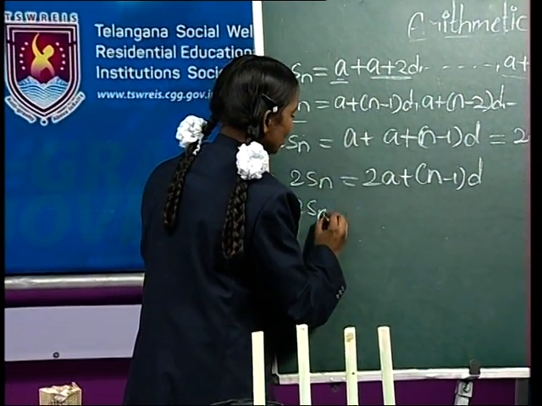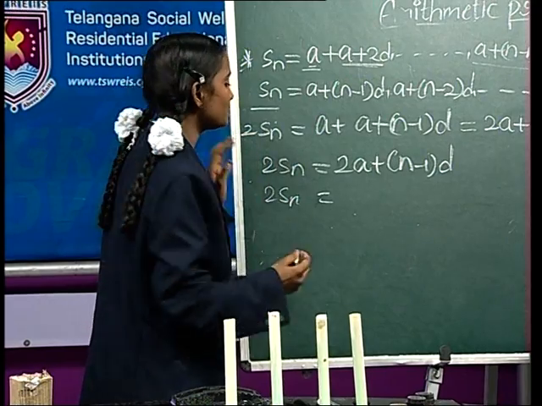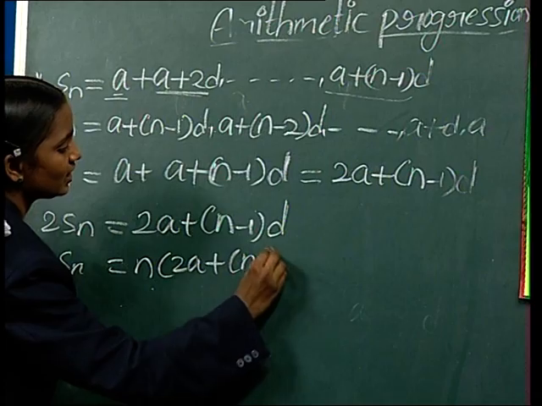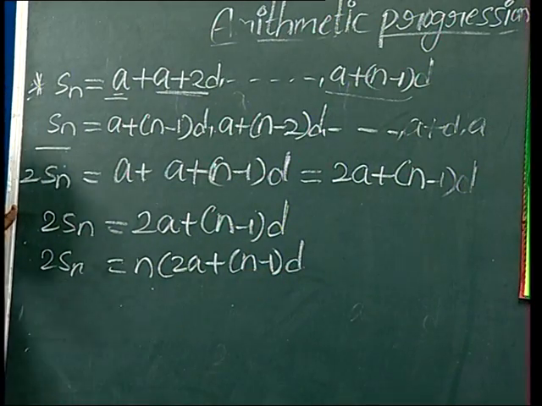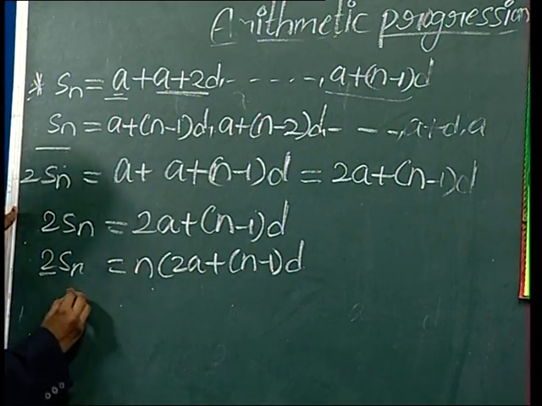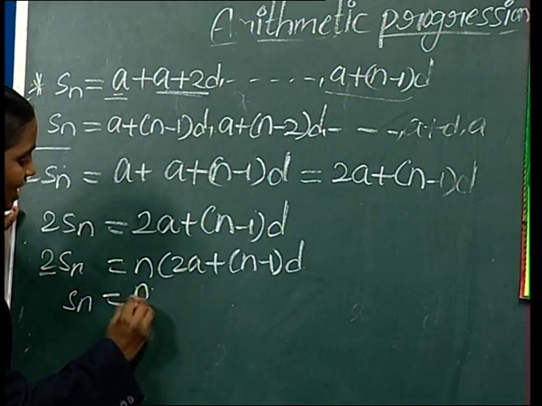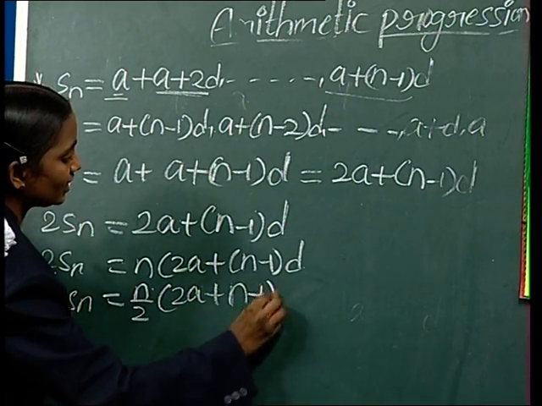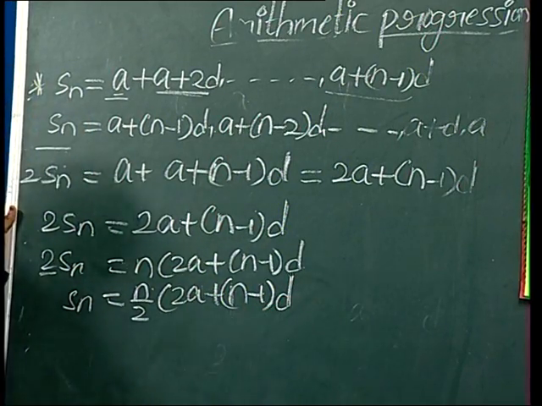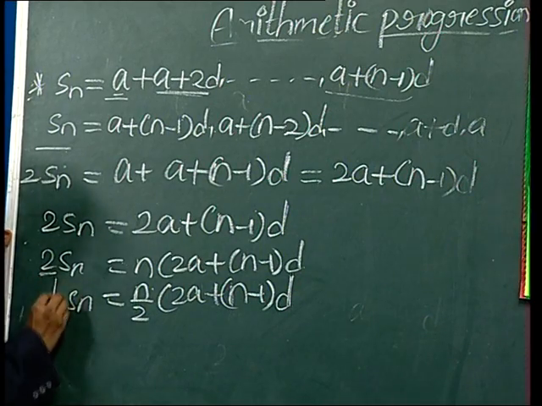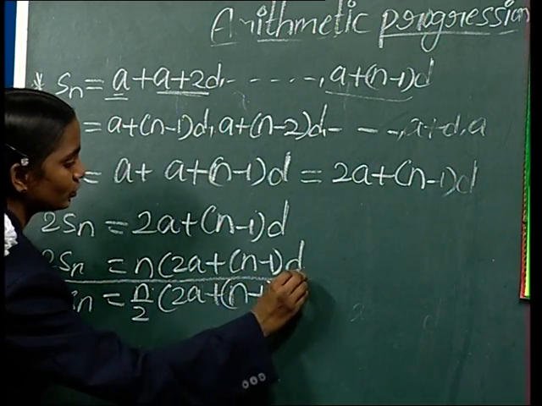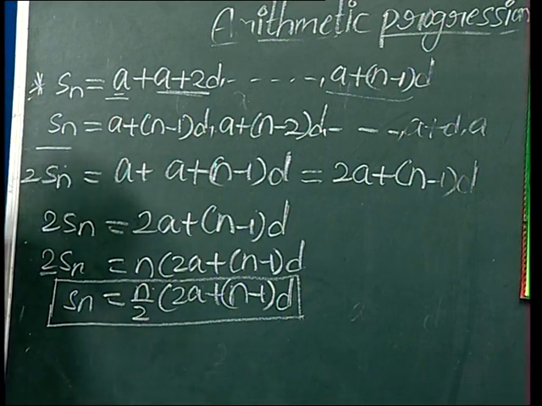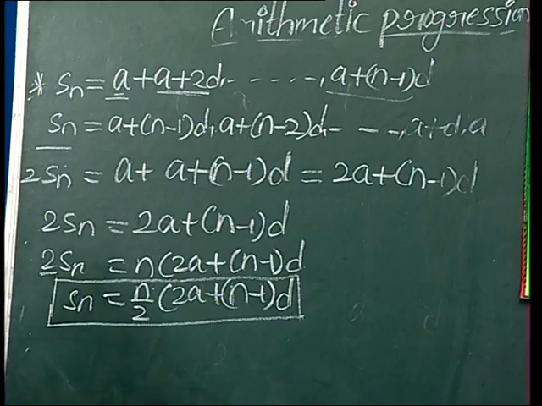And here we are finding the sum of the n terms. So 2Sn is n into 2a plus n minus 1 into d. By transposing this 2 to the other side, that means n by 2 into 2a plus n minus 1 into d. So the sum of the n terms is n by 2 into 2a plus n minus 1 into d. Let us understand this by an example.